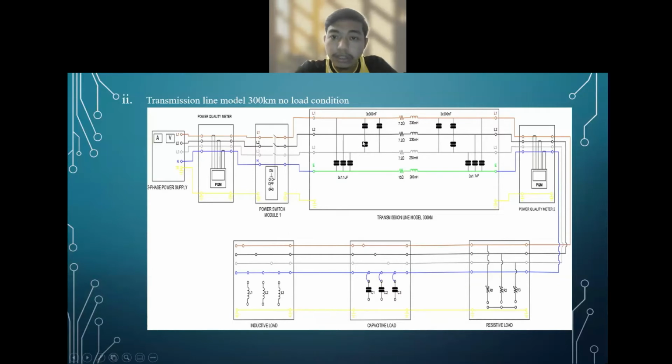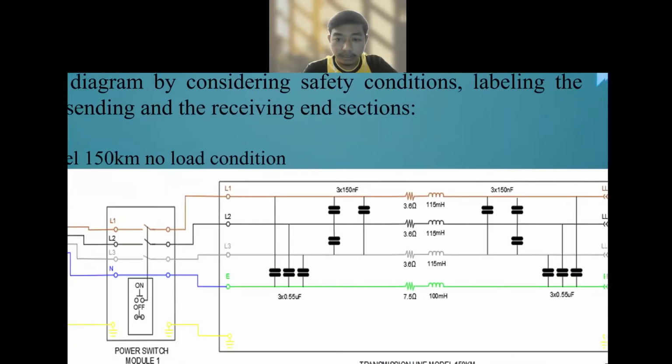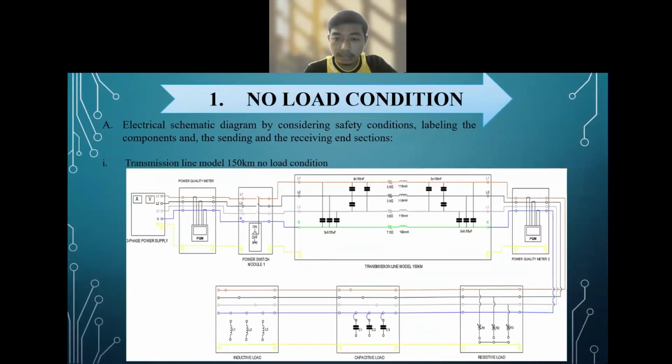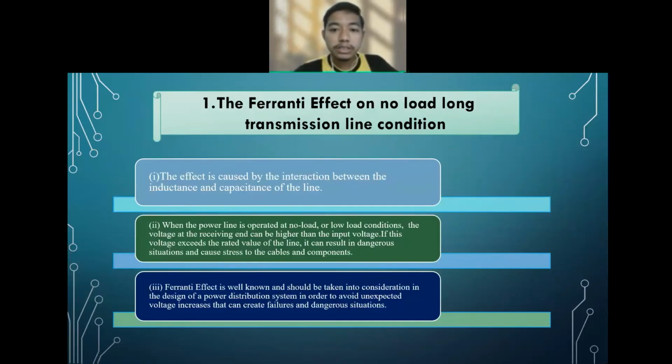The difference between the transmission line model 300 kilometer and 150 kilometer is based on the reading at the capacitor and inductance in the model. Based on the result, the line voltage at the receiving end is a little bit different in the case of 150 km medium transmission line, but obviously different in the case of 300 km long transmission line. This is caused by two things. One, the Ferranti effect on long transmission line condition. Two, voltage regulation.